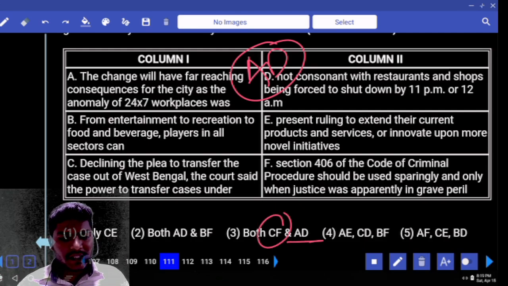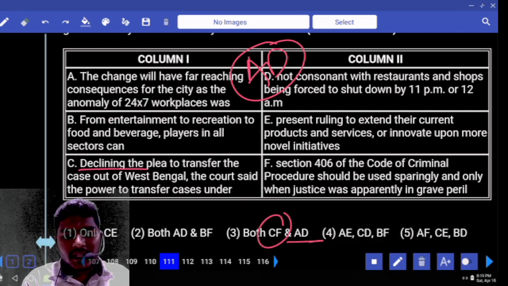Let us finalize with C here. Can you read C here? Declining the plea to transfer the case out of West Bengal.